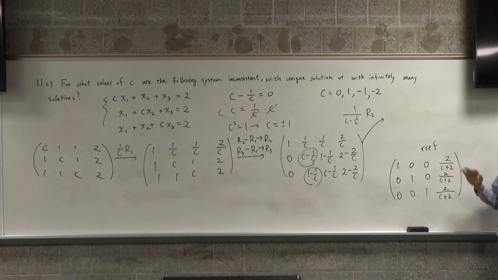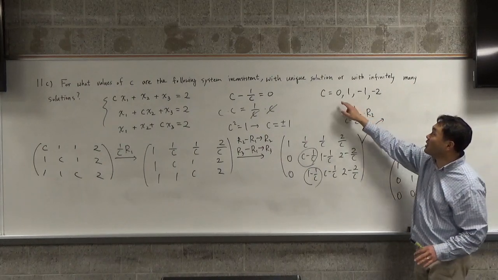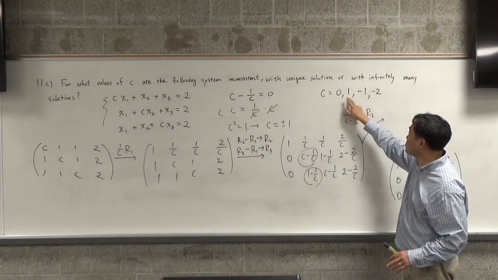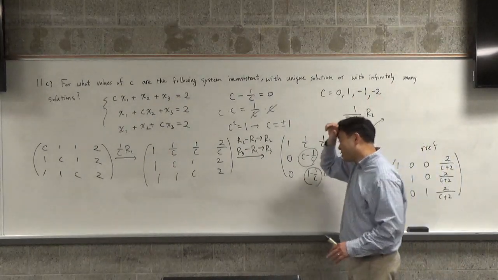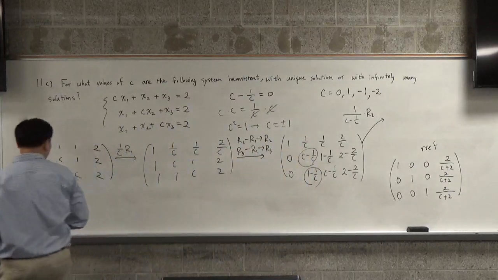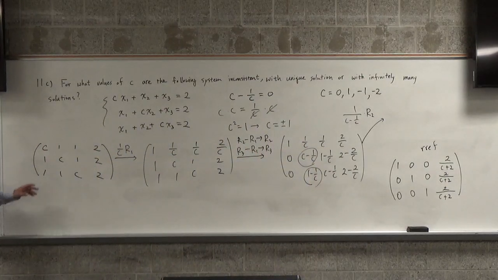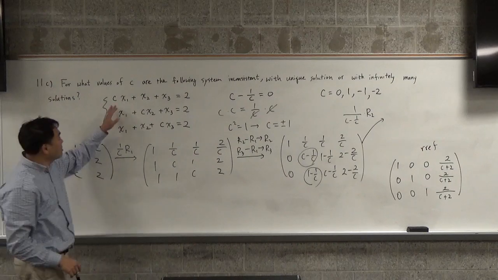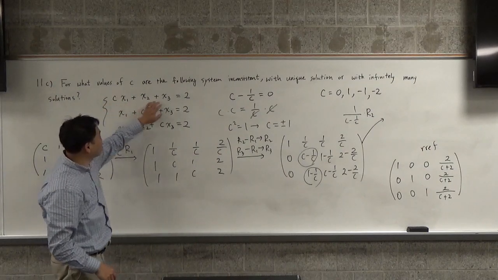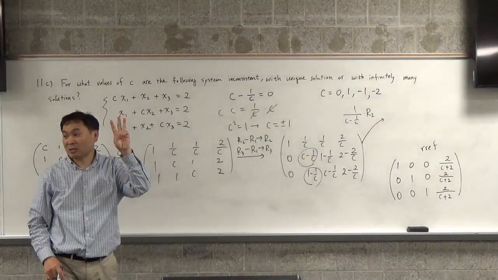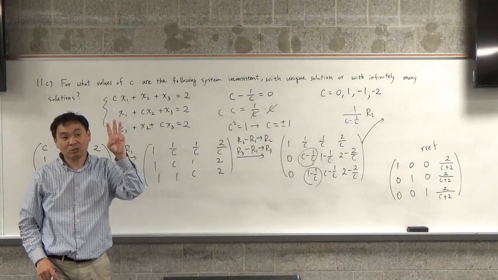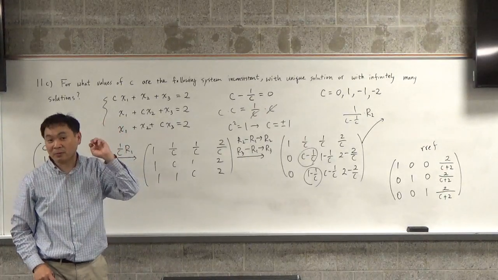So which means now you have to go back and see what happens when c is 0, when c is 1, when c is negative 1, and c is negative 2. Definitely when c is 1, what do you get? If c is 1, you get 3 of these equations to be exactly the same, right? So if c is 1, they all say that the sum of the 3 unknowns is equal to 2. You only have one equation for 3 unknowns. What does that mean? You have infinitely many solutions.